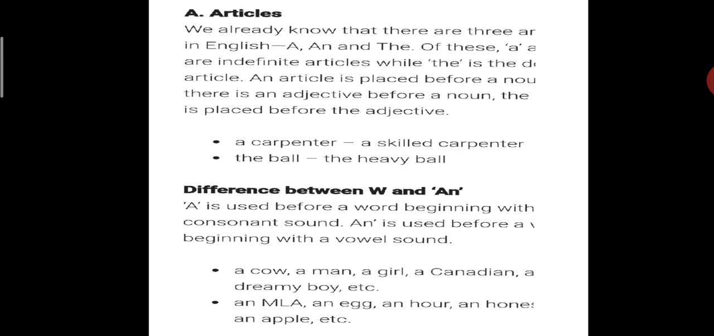Now a is used before a word beginning with a consonant sound, and an is used before a vowel sound. A cow, a man, a girl, a Canadian, a dreamy boy, etc. An MLA, an egg, an hour, an apple, an honest person.